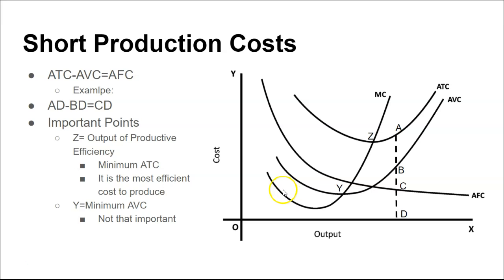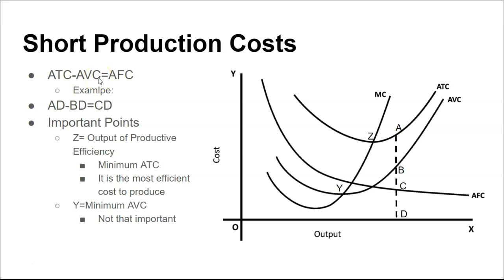This would be the stages of production. Stage 1 is increasing, stage 2 is decreasing or diminishing, and stage 3 would be negative, which we don't see here. You have the ATC, AVC, and the AFC: average total cost, average variable cost, and average fixed cost. It is important to note that the average total cost minus the average variable cost equals the average fixed cost. You can rearrange this as you need to.